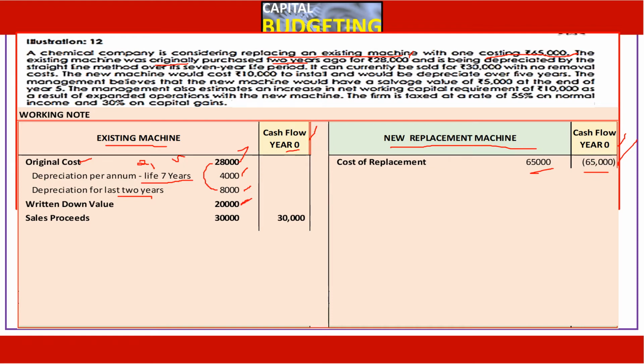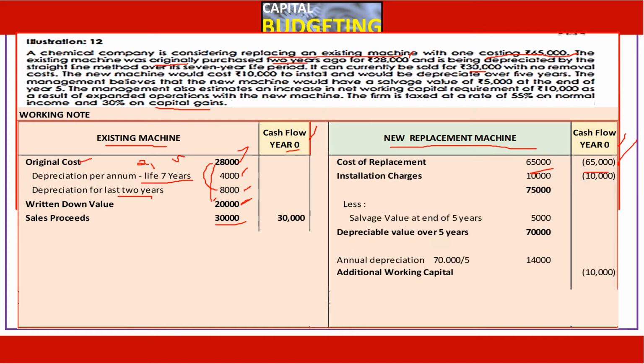It can currently be sold for 30,000. You need to note here, its original cost is 28,000. It is being sold at a value of 30,000, means above original cost. Anything that you earn above original cost is a capital gain. And anything that you earn within the original cost, because today written down value is 20,000, up to 28,000, that 8,000 is normal gain. The moment it crosses 28, that is a capital gain. Knowing this, let us proceed further.